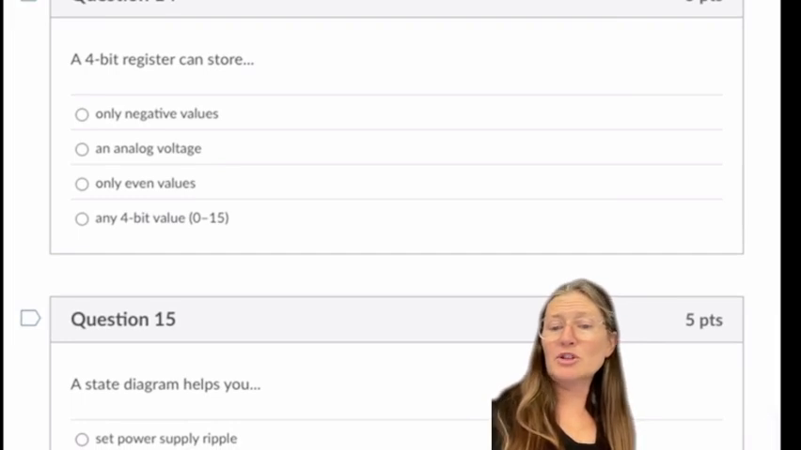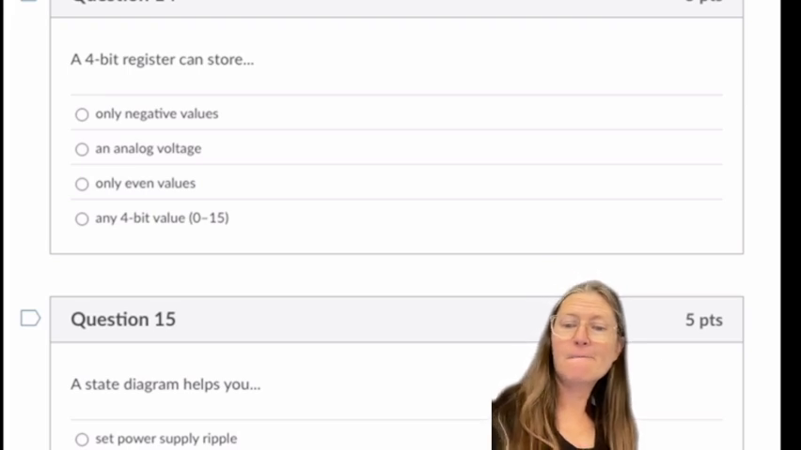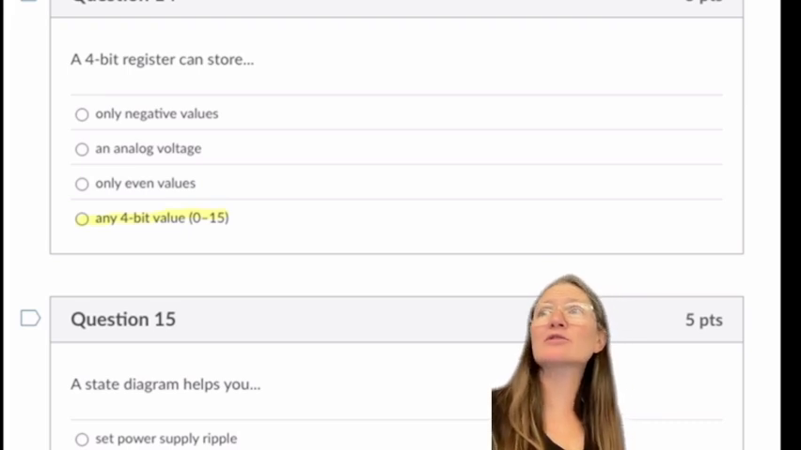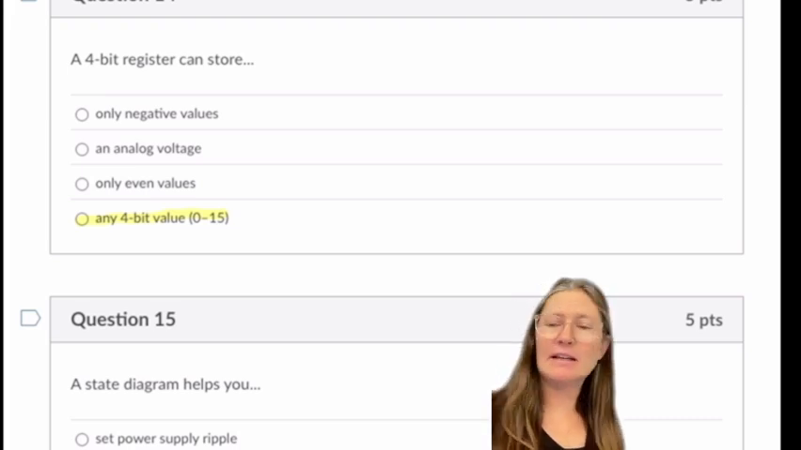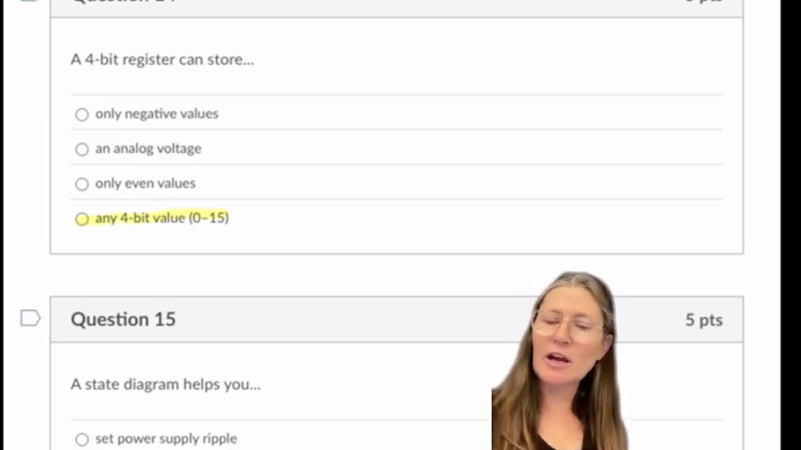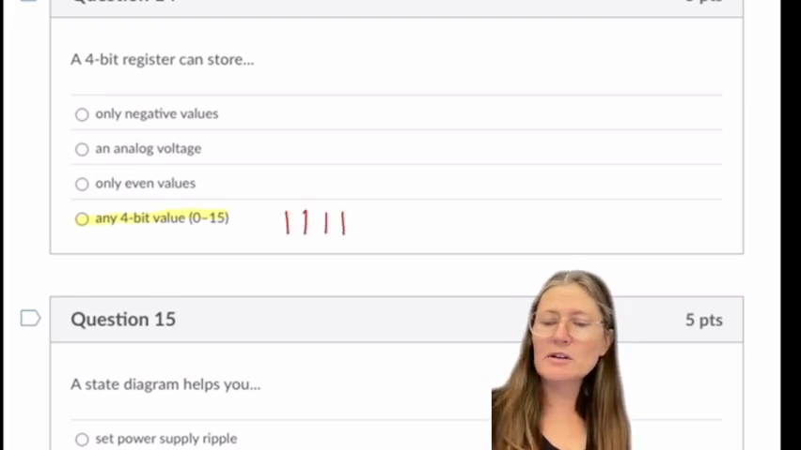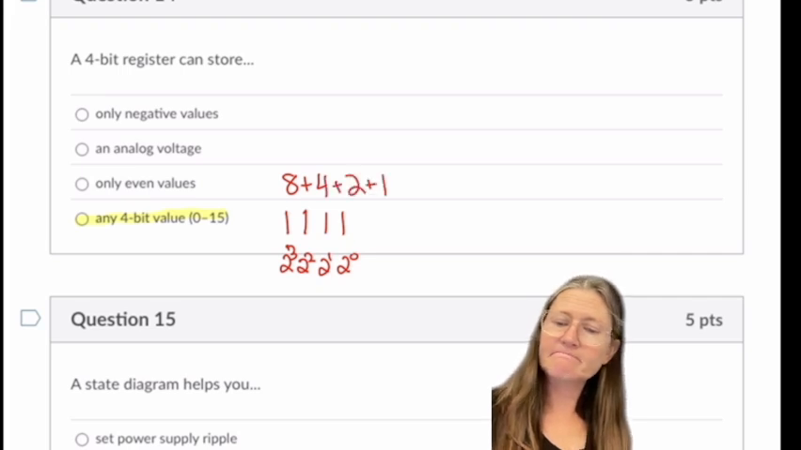Okay, a 4-bit register can store. I heard somebody say the last one, correct. It can store up to the number 15, right? Because it has a bit for each one. So it had 1, 2, 3, 4. This would be 2^0, 2^1, 2^2, 2^3, 8, 4, 2, 1. So that's 15.